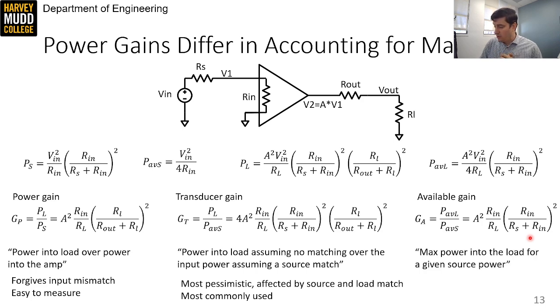So, said in words, this is the maximum power into the load, assuming the load but not the source is matched, divided by the best possible power into the input. So this forgives load mismatch and kind of is a gain that asks, what is the best I can get out of my network for a given power into it?